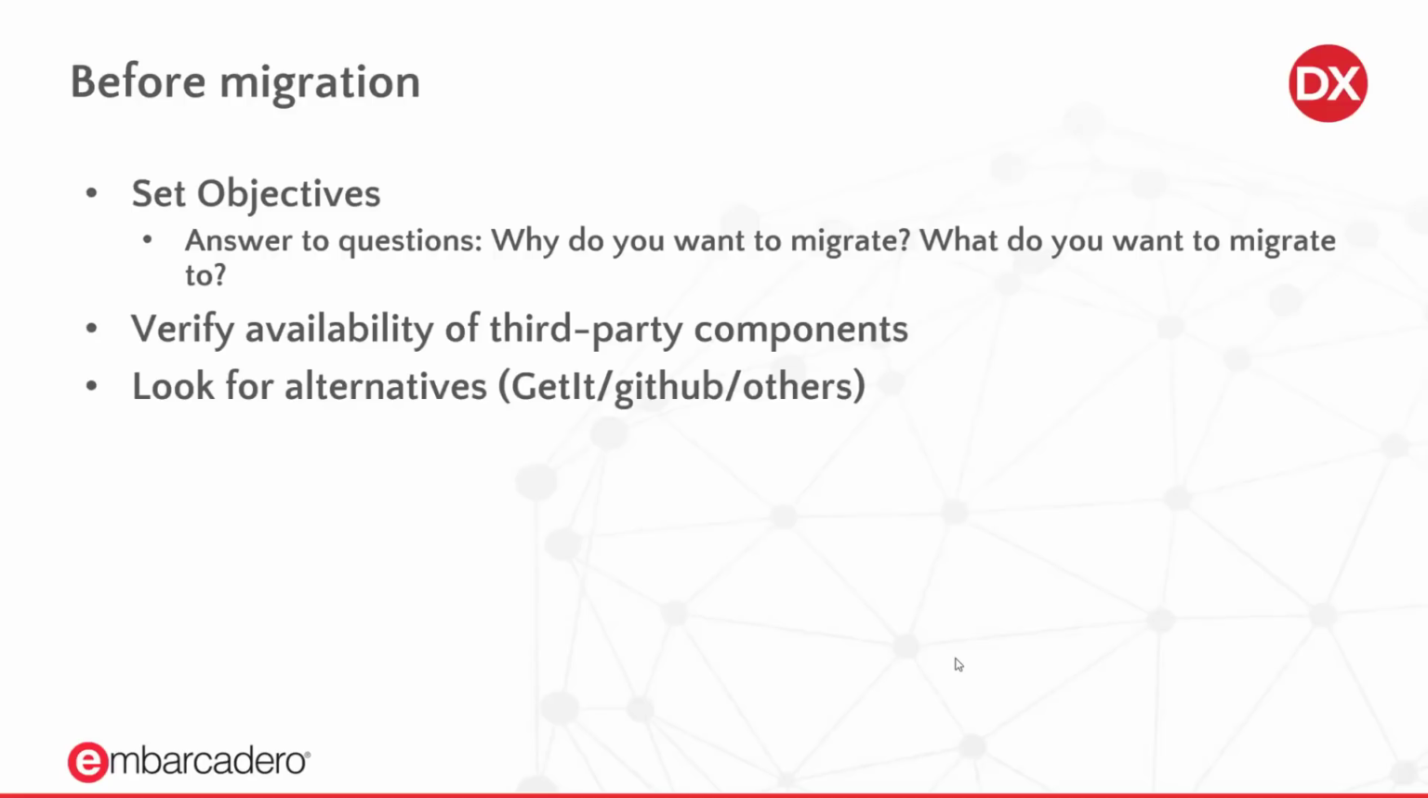Another thing that we have to consider before migrating is, as we talked about before, third-party components. We check the availability of the third-party components that we have in our application, and if not available or not practical to migrate to those, we can look for alternatives. There are many alternatives in GetIt, the same as with any other code repository like GitHub or similar. So again, there are many components out there that you can leverage and use in your applications.